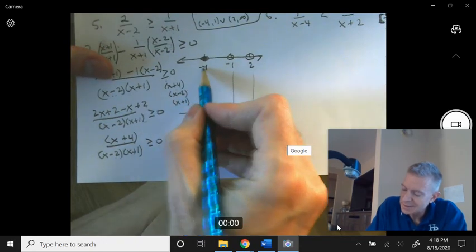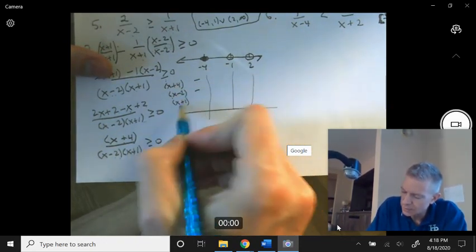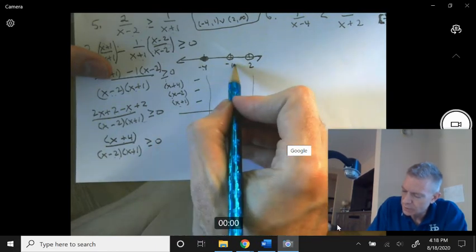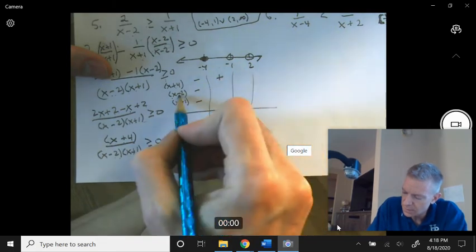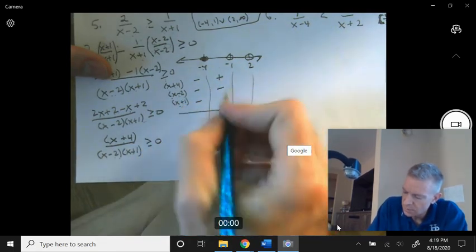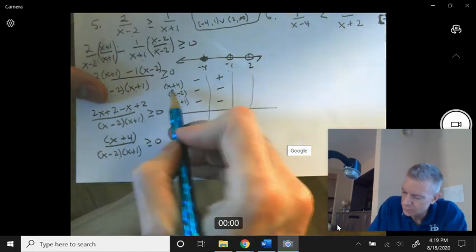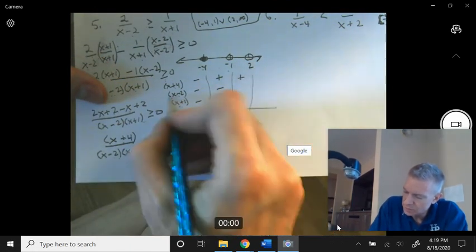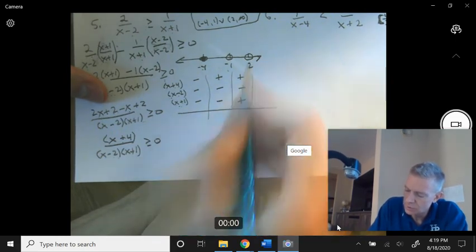So let's say x is less than -4, -5. We get a negative, negative, negative. X is between -4 and -1. Let's do -2. Positive, negative, negative. Between -1 and 2, that's 0. 0 plus 4, positive. 0 minus 2, negative. 0 plus 1, positive. Greater than 2.